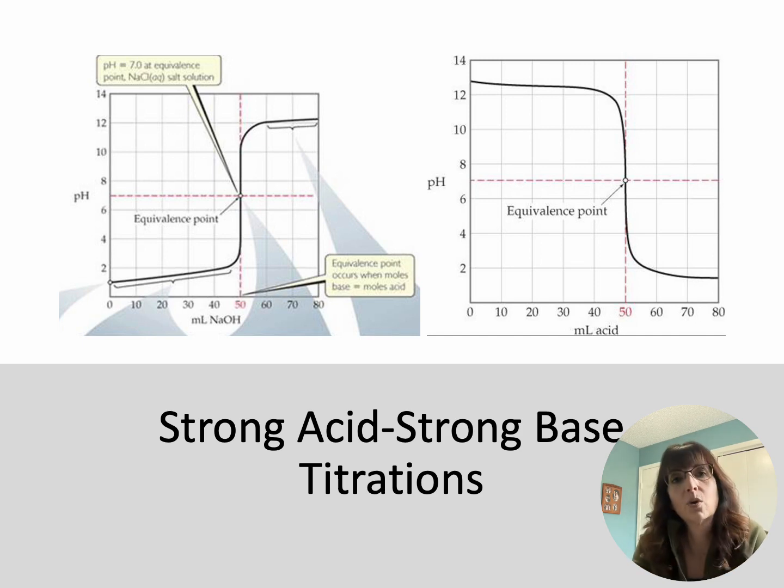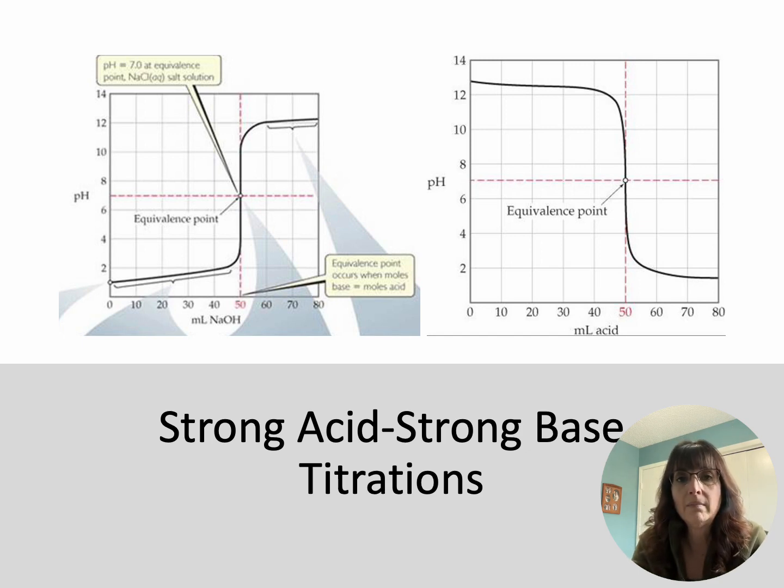Notice the shape of the graph to the right. Initially, the pH is very, very low. And in between that initial pH and the equivalence point, the pH rises very, very slowly. And then when you reach the equivalence point, it just jumps straight up. You have that beautiful, almost vertical line there.